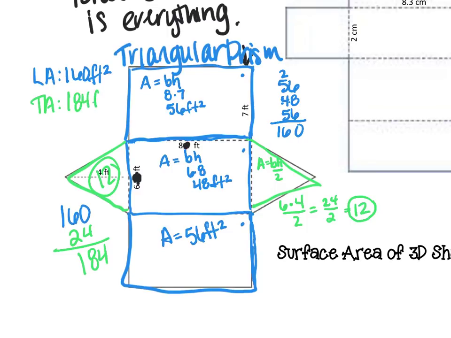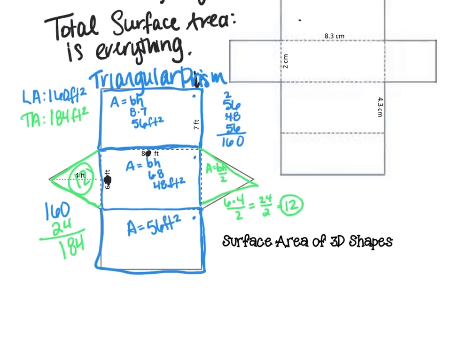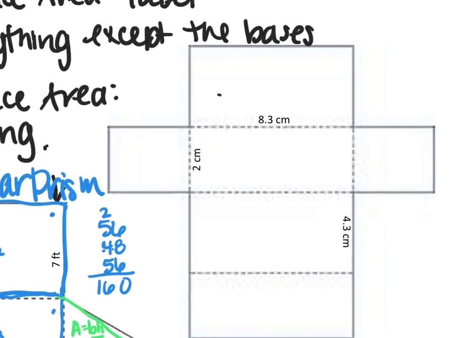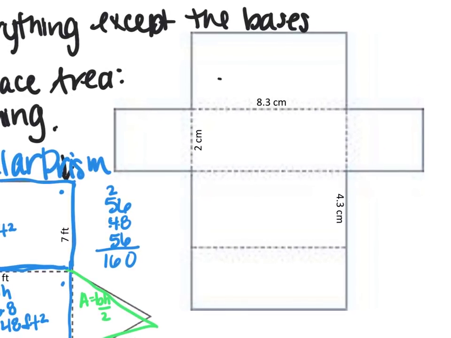Okay, so that is my total area of a triangular prism. No, squared. Area is always squared. Volume is the only thing that is cubed, okay? So remember, each piece.